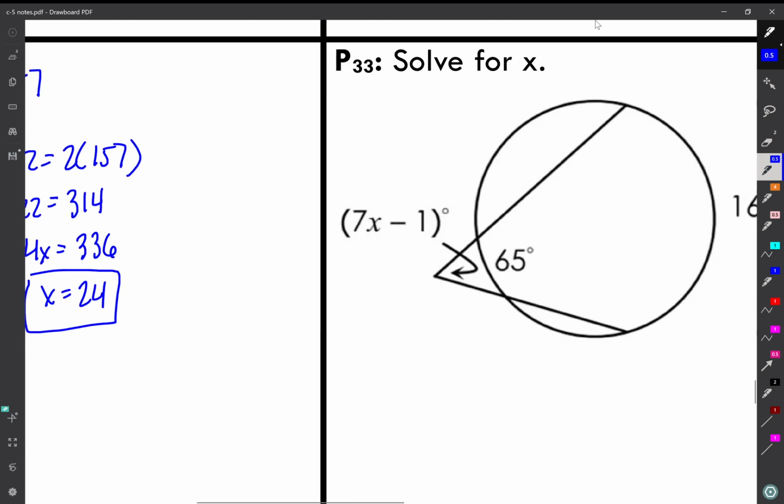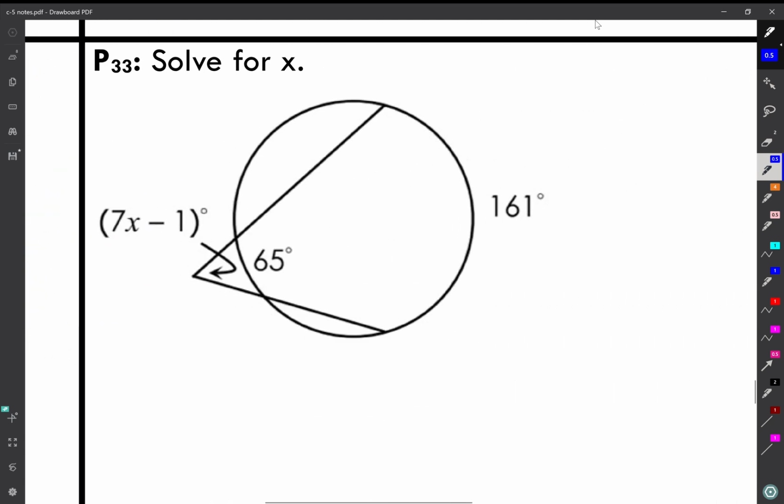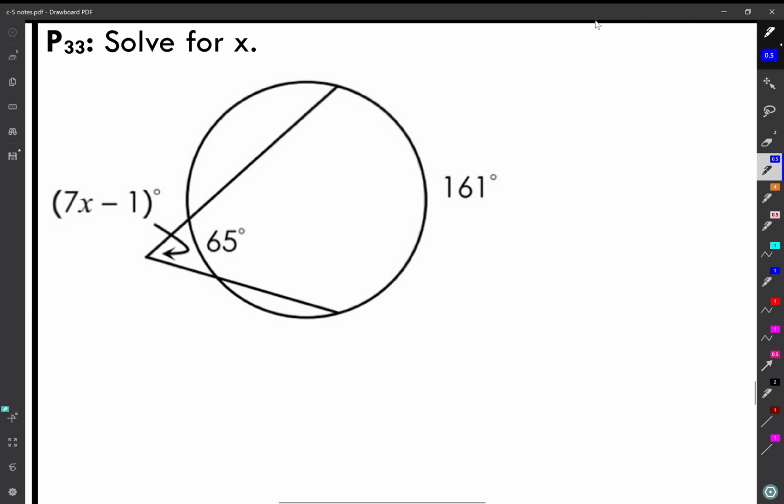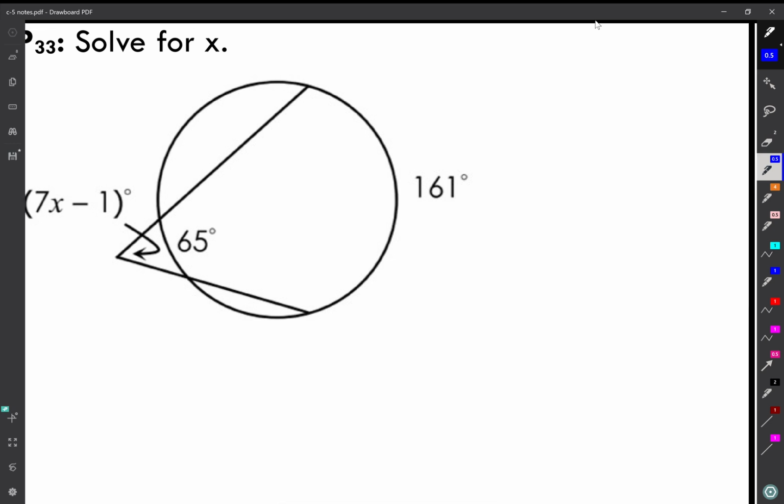Okay, moving on to the next one. So we have an intersection outside of the circle, and then we have 2 secants doing that. So we know that this angle measure is equal to half the difference of the 2 arcs intercepted. That's what we're given here.